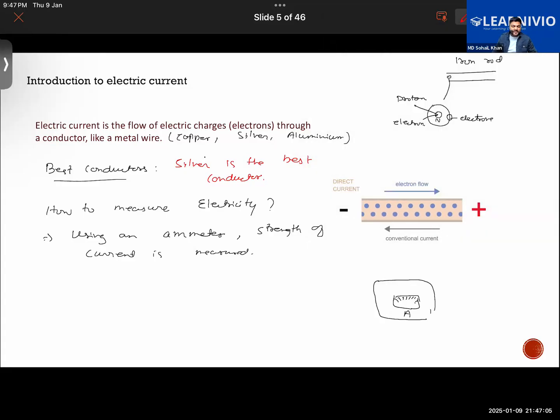Now to measure something, we need to have a unit. To measure the mass of an object, you need some unit like the pound or kilogram. To measure the weight of a given object, you have a unit, right? To measure the volume, you have a unit. Similarly, to measure electric current, we have a unit. The unit in which electric current is measured is called the ampere, and in short it is written as capital A. So this is some of the general information about electric current. Hope this much is clear to everyone.